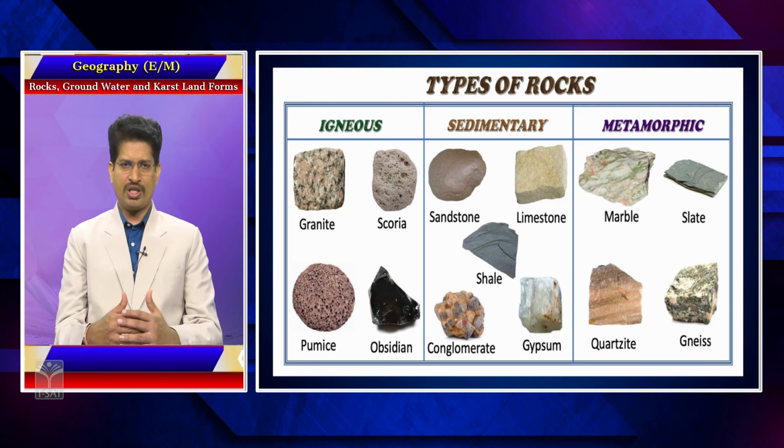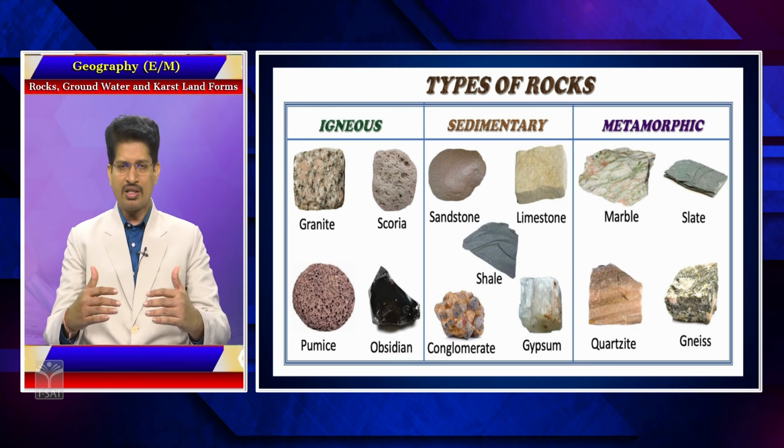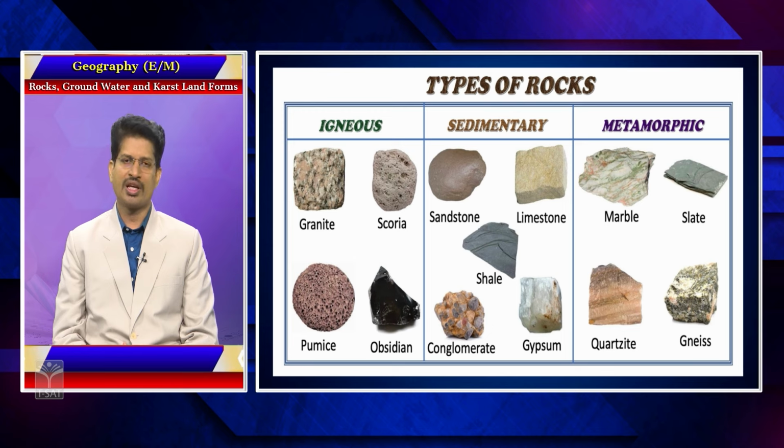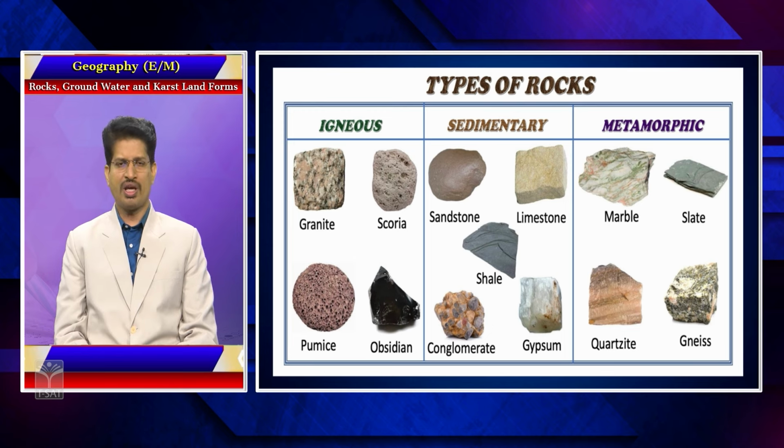So, fundamentally rocks are classified into igneous, sedimentary and metamorphic, and these are the different variant types of these three basic fundamental types of rocks. This variation is because of the way they have been formed in terms of the phenomena and even the mineral composition. Rock itself is an aggregation of minerals.